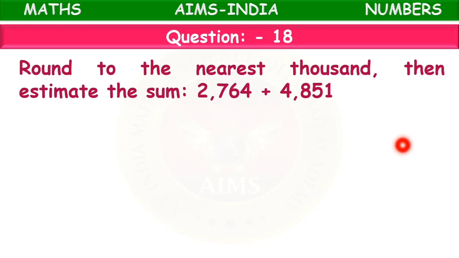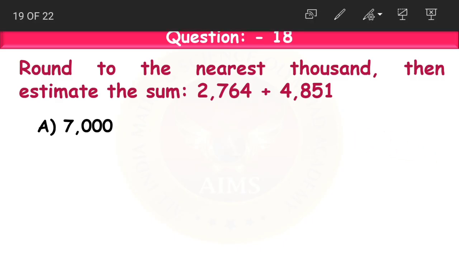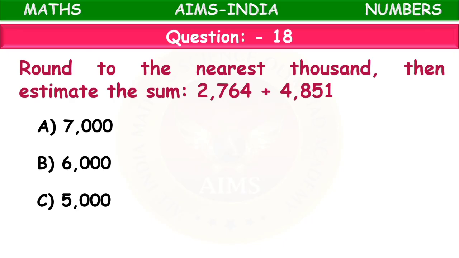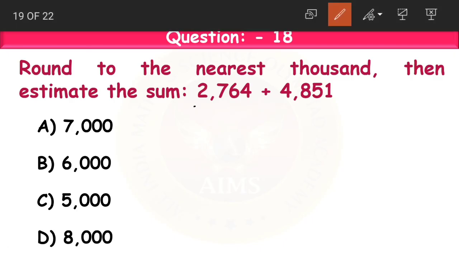Round to the nearest 1000, then estimate the sum. 2764 plus 4851. Option A 7000, B 6000, option C 5000 and D 8000. Now again, the numbers here are 2764 and 4851. Now both of them have numbers greater than 5 in their hundreds place.